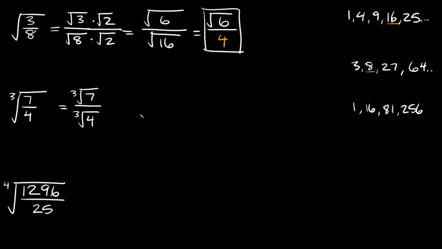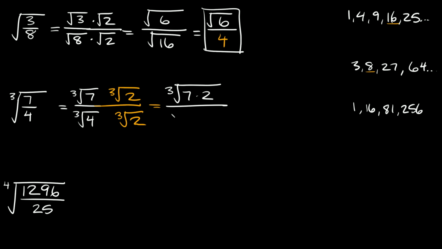But not just the number 2. It's going to have to be, again, the cube root of 2. And again, whatever we do to the bottom, we also have to do to the top, right? So we're going to multiply by the cube root of 2 up here also. All right, so on top we have the cube root of 7 times the cube root of 2, so that's going to be equal to the cube root of 7 times 2. And on the bottom we have the cube root of 4 times 2.